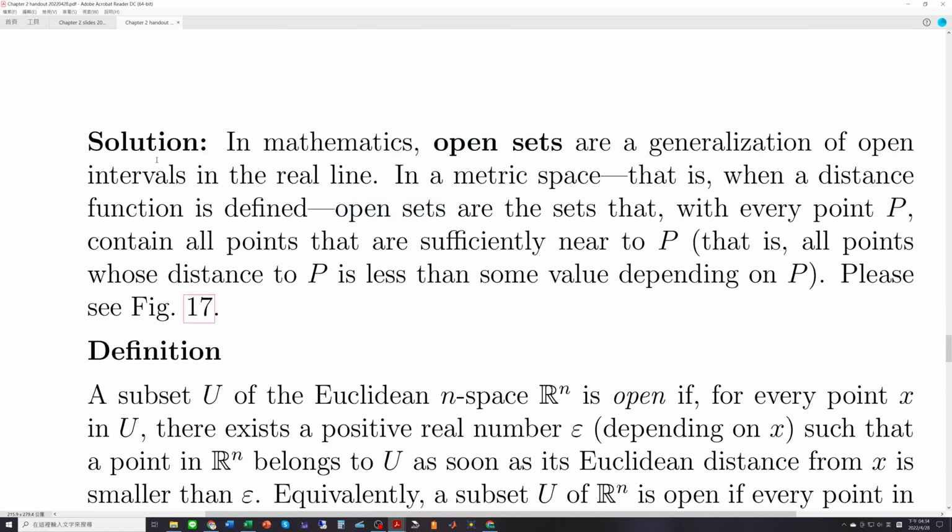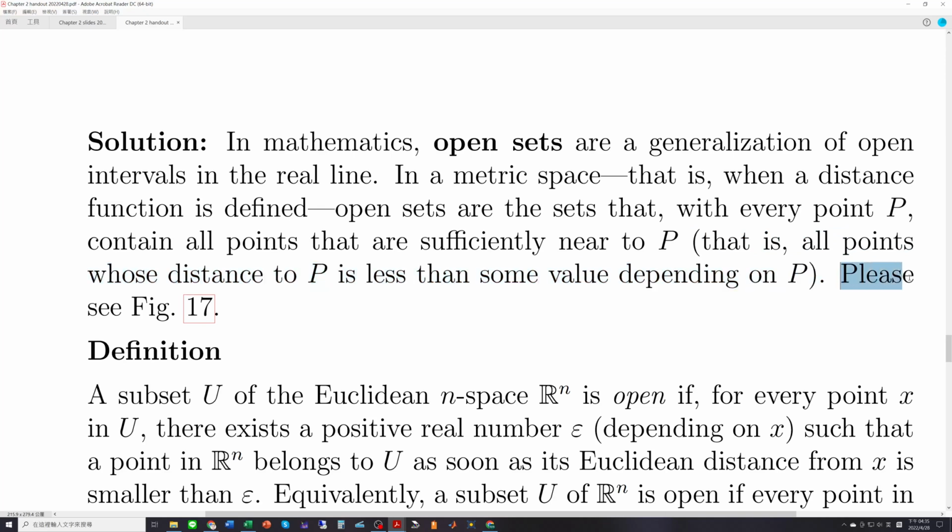Solution. In mathematics, open sets are a generalization of open intervals in the real line. In a metric space, that is, when a distance function is defined, open sets are the sets that, with every point P, contain all points that are sufficiently near to P, that is, all points whose distance to P is less than some value depending on P.